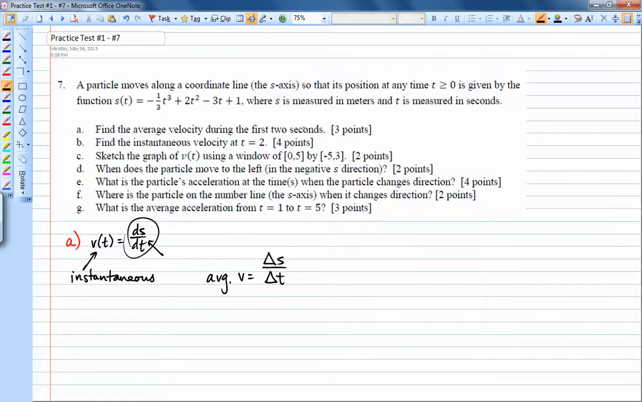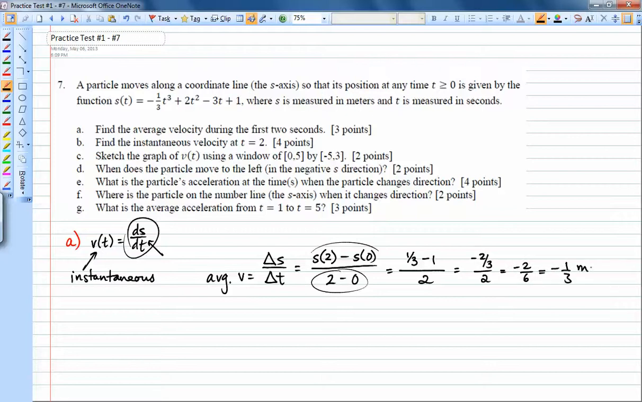And we want the average velocity during the first 2 seconds. So that's the same thing as s of 2 minus s of 0 over 2 minus 0, right? Because that's my change in s over my change in t. If you plug in 2 into your function up here, you should get 1/3. And if you plug in 0, you get 1. And that's all over 2. Simplifying, you get negative 2/3 over 2, which is negative 2/6, which is negative 1/3. And our units here are meters per second for velocity.